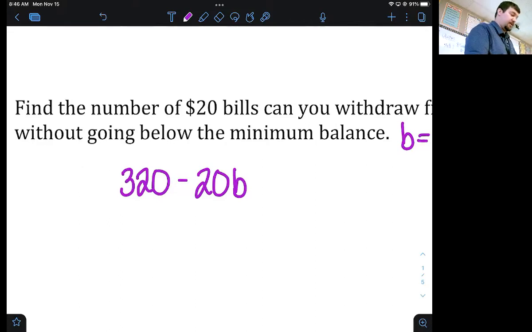Speaking of which, that $100, I'd like to have more than that. I just don't want to have any less than that. So when it says $100 is my minimum, since this expression represents the money in my account, I want to make sure that it's greater than or equal to 100. Minimum means it can be 100, but just not lower than that. So no less than. All right, Aiden, what do I do to solve this?